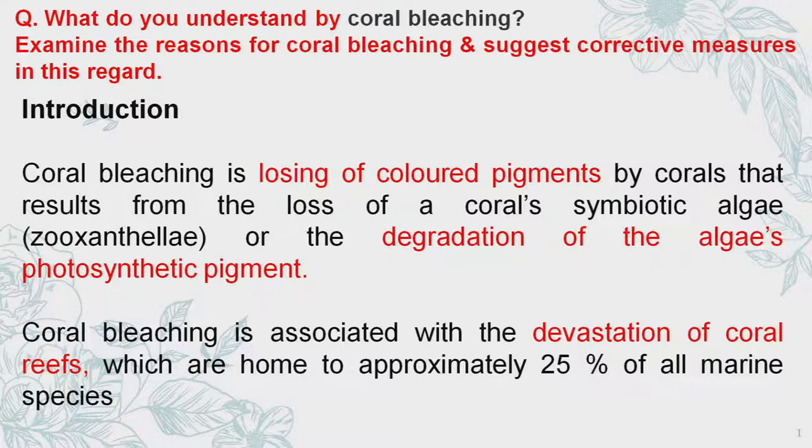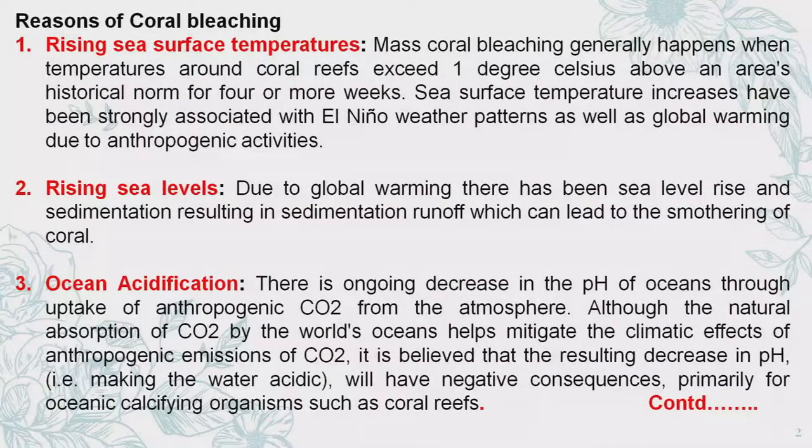So, if you take in India, 25% of all marine species are the home for this coral, or coral beds, or coral reef. We'll see how this is going on. One, the major reasons are, one is the increasing surface temperature of the sea coast. Many of the coral bleaching happened in that part of the world where the surface temperature increased by 1 degree Celsius. The sea surface temperature increases have strongly associated with El Nino weather patterns as well as the global warming created by human interference.